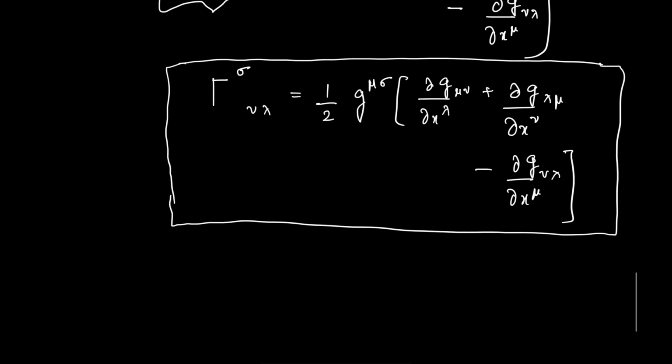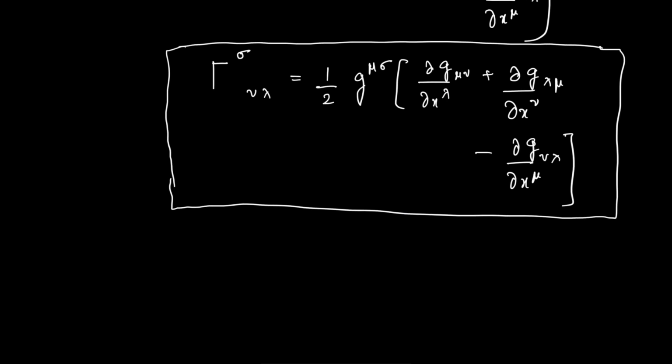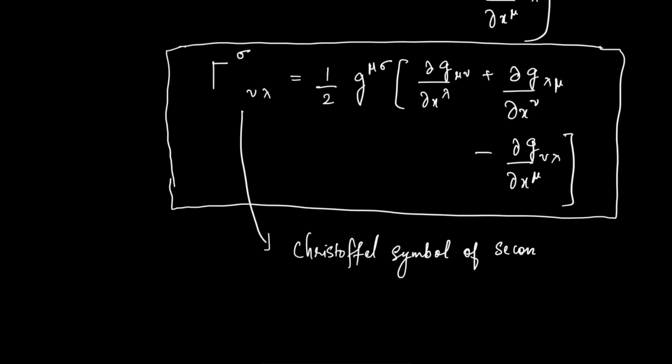So thus these equations give the connection between the fundamental metric tensor and the Christoffel symbol. So this is the Christoffel symbol of second kind. Okay, so these equations give the connection between the fundamental metric tensor and the Christoffel symbol.